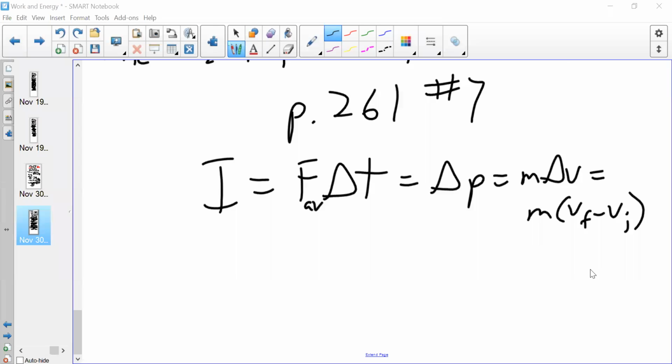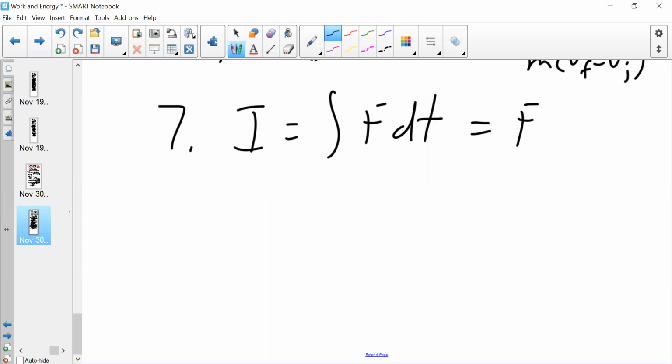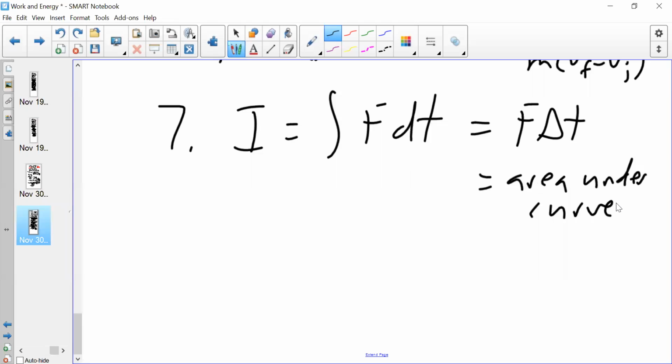All right, let's talk about this problem. We're on number 7, and they want us to find the impulse delivered. So again, impulse is going to be the integral of F dt, but we're not going to do it in that style. We're just going to do F delta t, which is the area under the curve. We can break this up into 2 right triangles, for example.